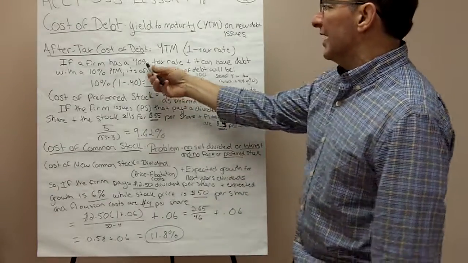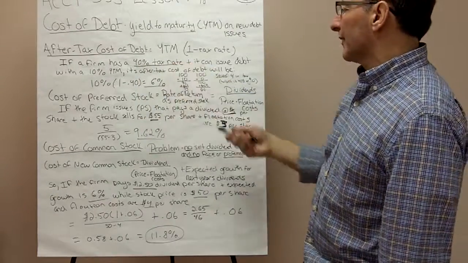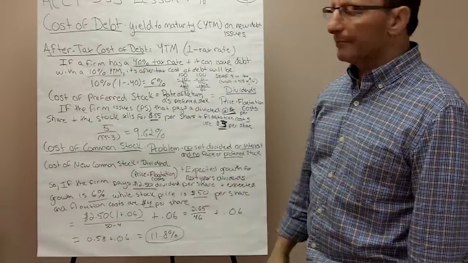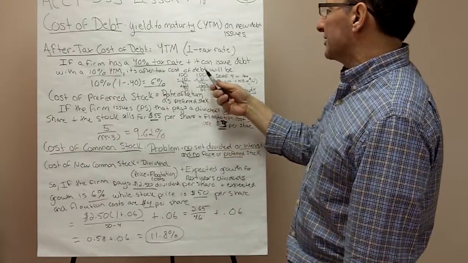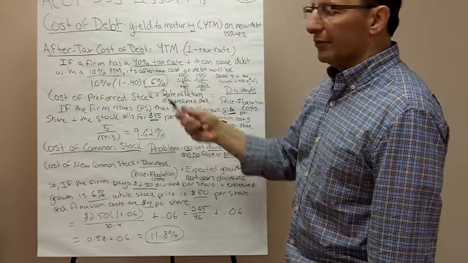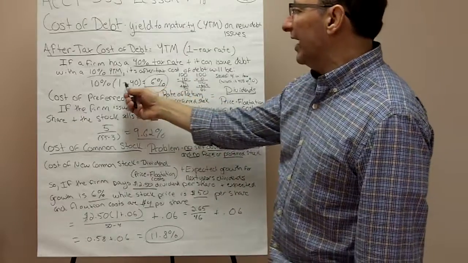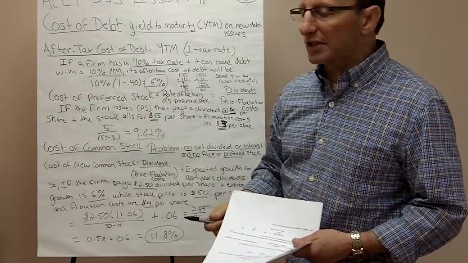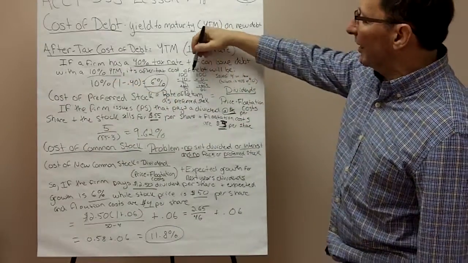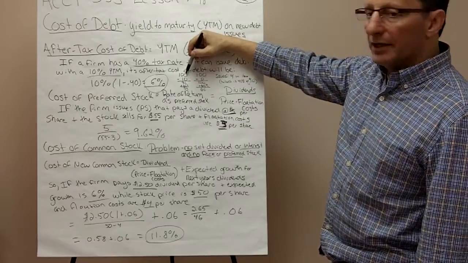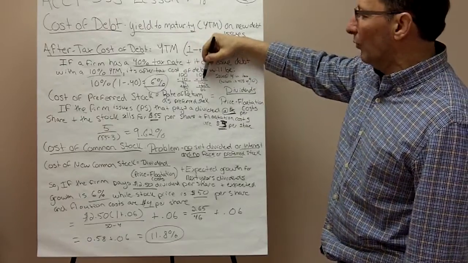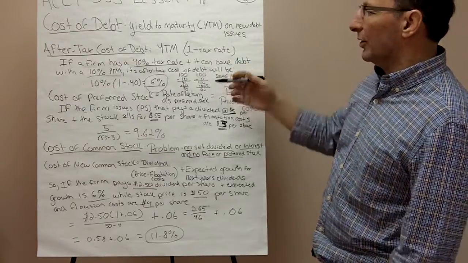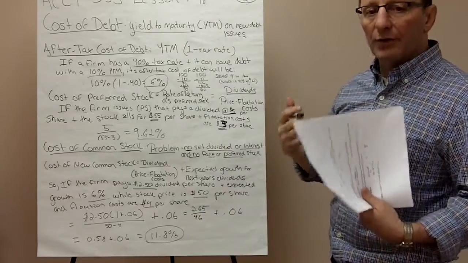If a firm is in the 40% tax bracket and it issues debt with a 10% yield to maturity, its after-tax cost of debt will be 6%, because it can reduce its income tax by deducting the interest expense. So for instance, let's say that we have two companies. One has interest expense of $10 and one has no interest whatsoever. If they are in the 40% tax bracket, they're keeping 60% of their income.